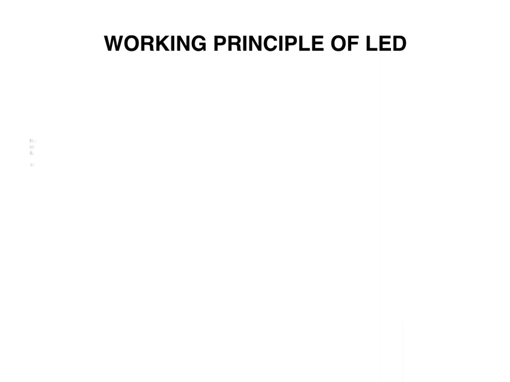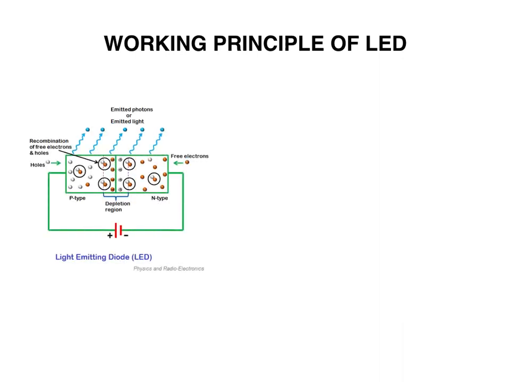Now let us understand the working of LED, which is similar to the PN junction diode. Whenever it is in forward bias, holes from the P side start moving towards the N side. Similarly, electrons from the N side move towards the P side. During this period, electrons and holes recombine with each other, which releases the energy in the form of heat. But in case of LED, they release the energy in the form of light.